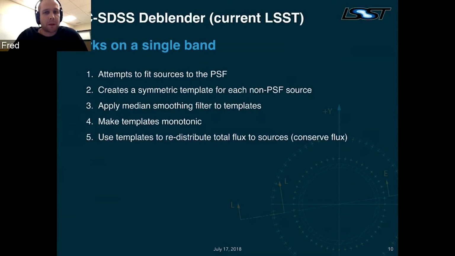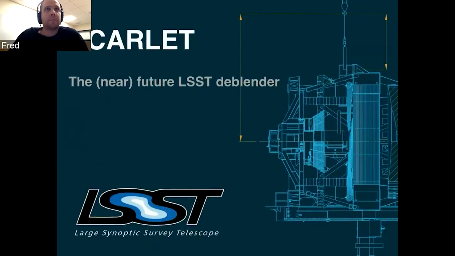Okay. All right, so now we'll talk about the blender that we're developing right now. This is a collaborative effort mostly between myself and Peter Melchior, who is also a postdoc at Princeton and who's working on the WFIRST project. Essentially, he's looking at being able to do the blending of LSST and WFIRST data together.